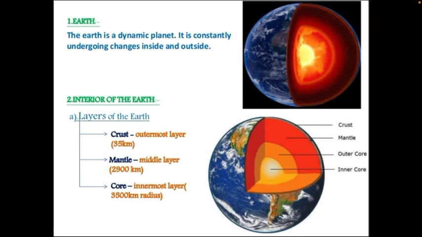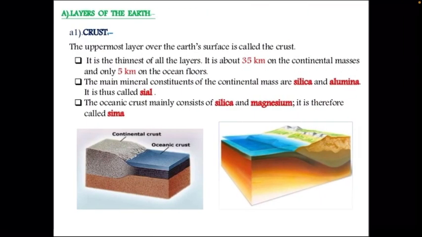It is made up of two different constituents. On the continental mass, that is silica and alumina, and in short they are called Sial, SIAL. On the oceanic crust they are made up of silica and magnesium and known as Sima, SIMA, Si for silica and Ma for magnesium.